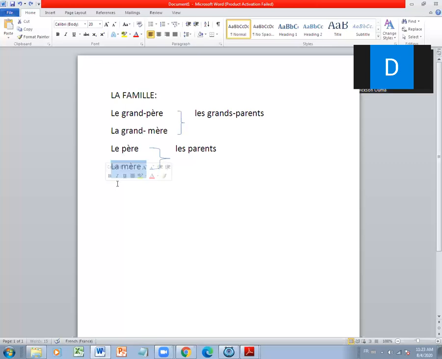Now from here we have le fils. Le fils is the son. Then we have la fille. La fille is the daughter. You see, I started from the grandparents giving us parents, and parents giving us children. So le fils, that's the son, and la fille is the daughter. The two, we call them the children.